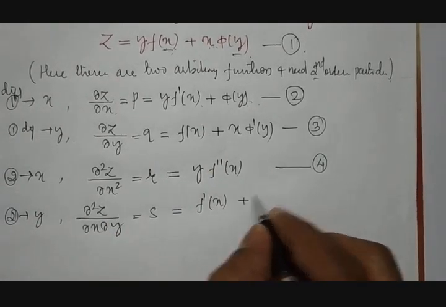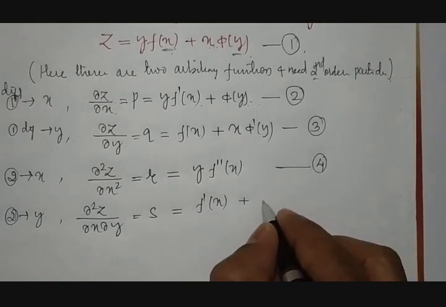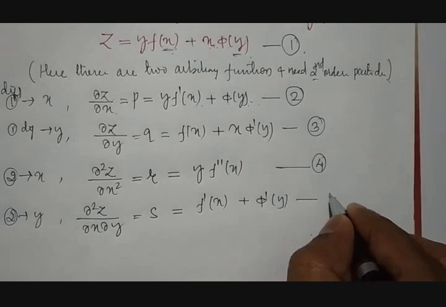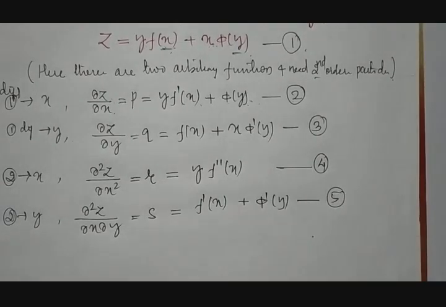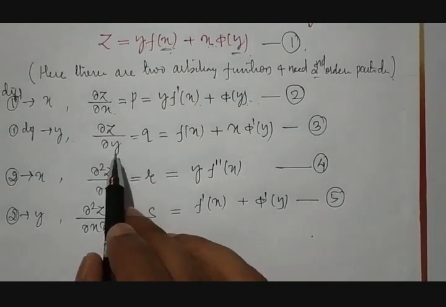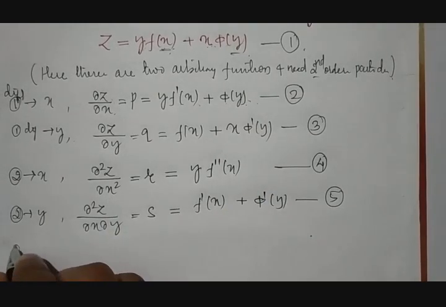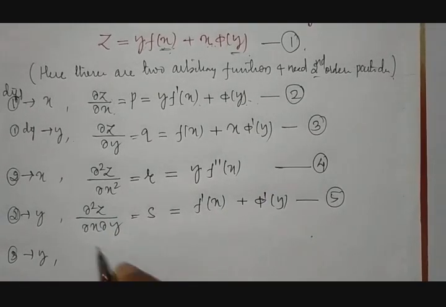Plus differentiation of pi of y with respect to y is equal to pi dash of y. So I call it equation number 5. Next, the second order derivative with respect to y is required. Therefore, let us differentiate equation number 3 with respect to y once again.